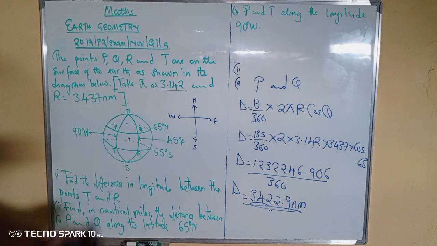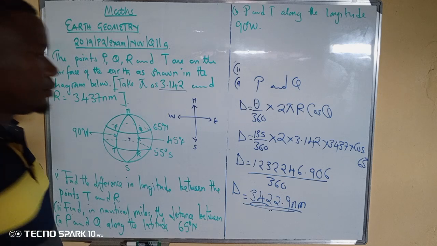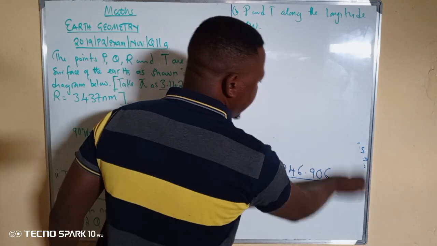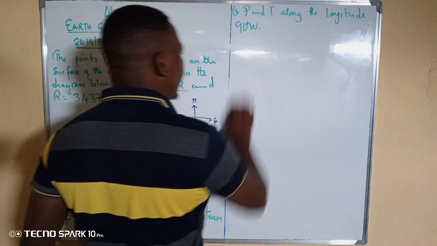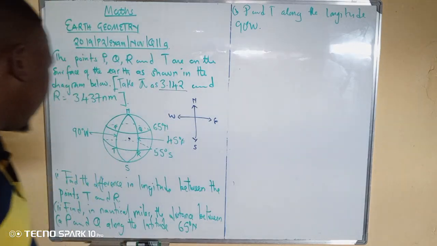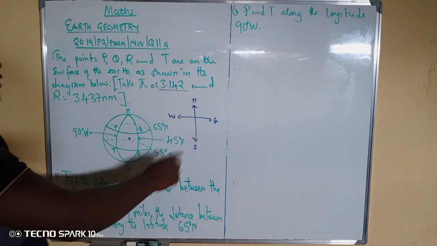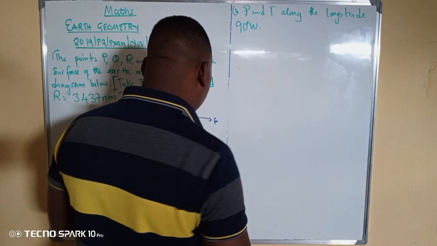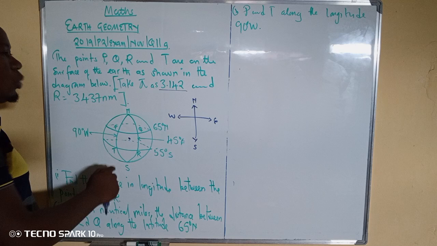Okay, now let us look at the last question as we conclude. The last question says, find in nautical miles the distance between P and T along the longitude. So P and T: if you look at P and T, these are along a longitude.